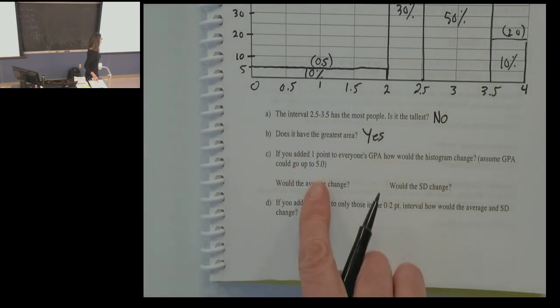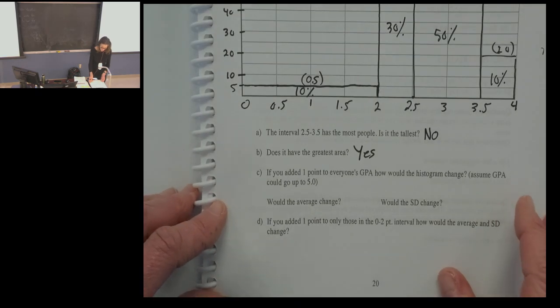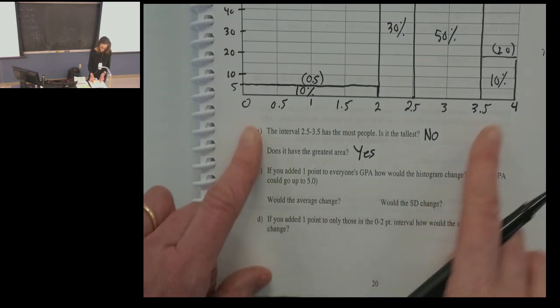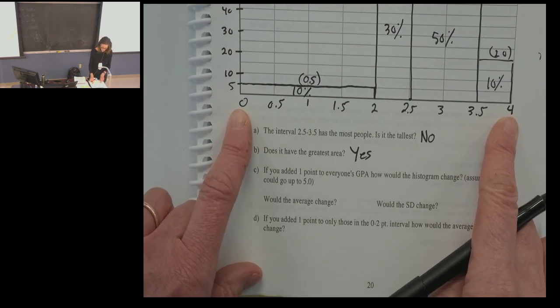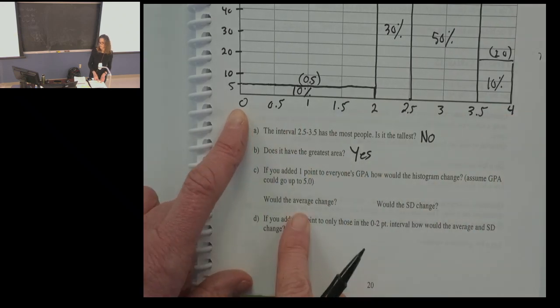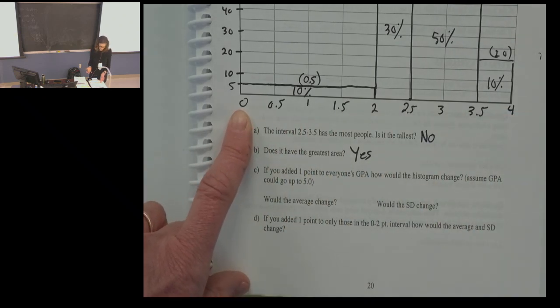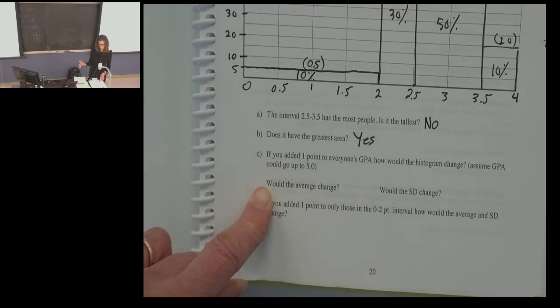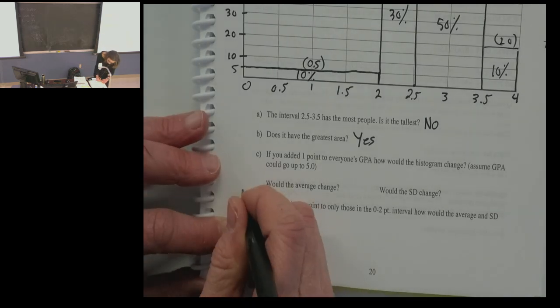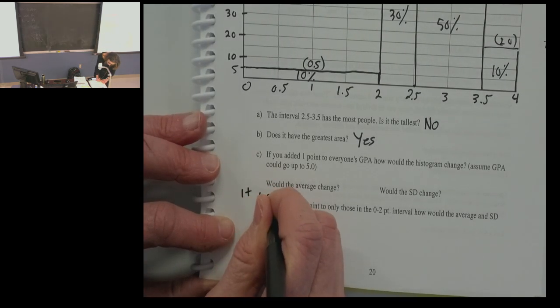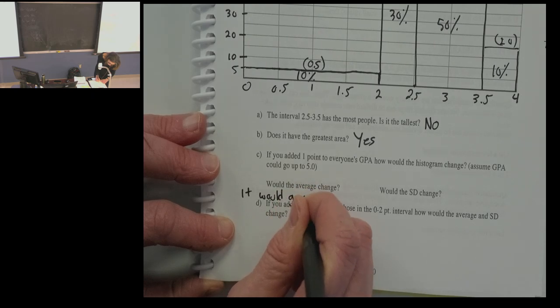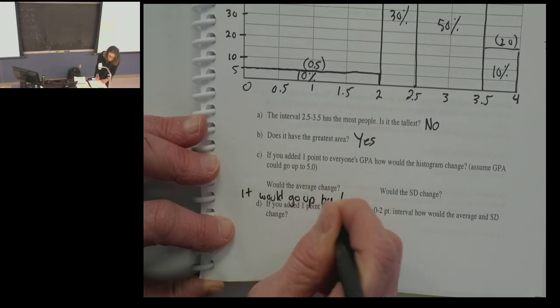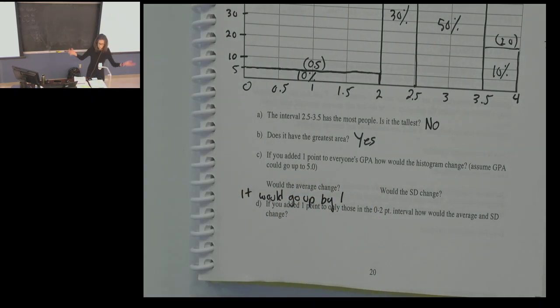Let's say GPAs could go up to 5. So if they went up to 5, how would the average change? Let's think about it. If you added 1 point to everyone's average, the average would what? Would it stay the same? No. What would it do? It would go up by what? 1. If you add 1 point to every single person, the average is going to go up by 1.